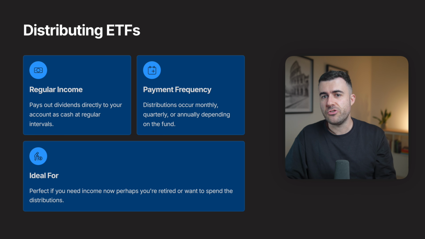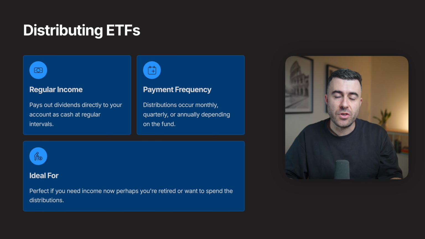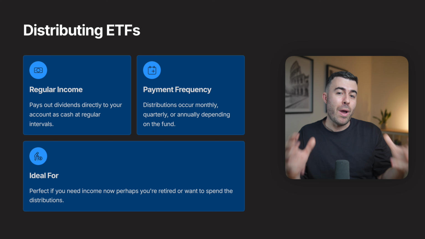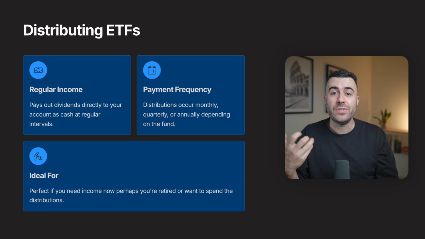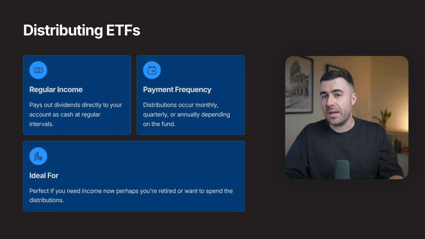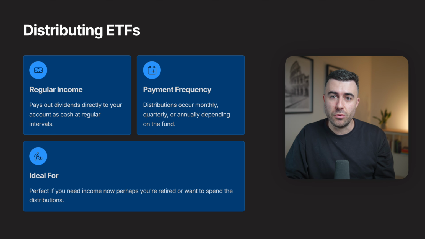Okay, starting off with distributing ETFs, these are what I would like to call the cash flow option of the two, and here's basically how they work. When companies in your ETF pay you dividends, this money gets passed directly to your account. This will then come to your account as cash, usually quarterly, sometimes monthly, or sometimes even annually.